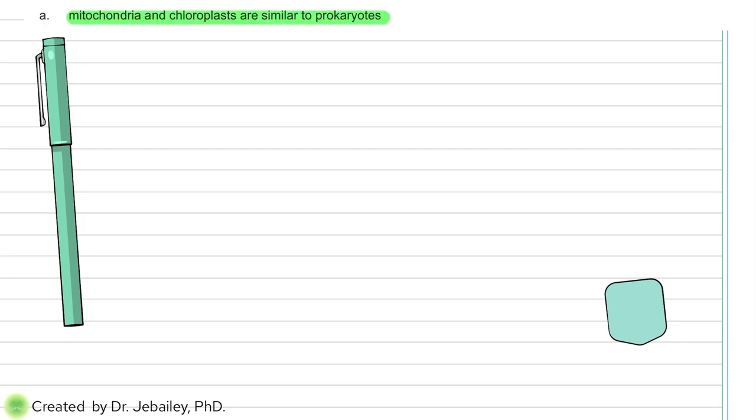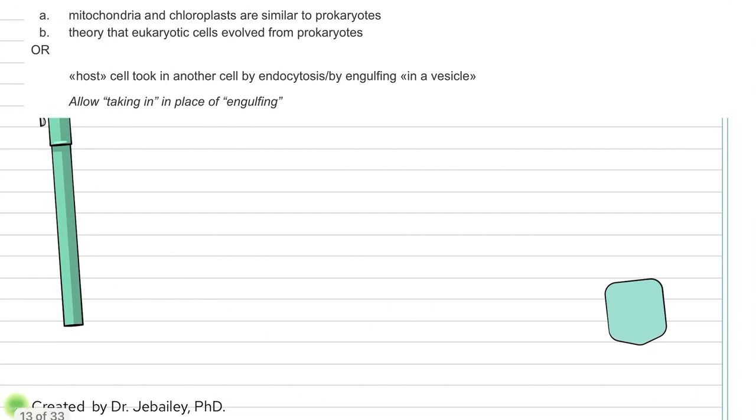That's what I've been mentioning the whole time. Second, the theory that eukaryotic cells evolved from prokaryotics. Makes sense. We always think that prokaryotics came before the eukaryotics. Or it says a cell took in another cell by endocytosis, or what I was calling engulfing, right? So that means the cell engulfed the mitochondria and the cell engulfed the chloroplast.